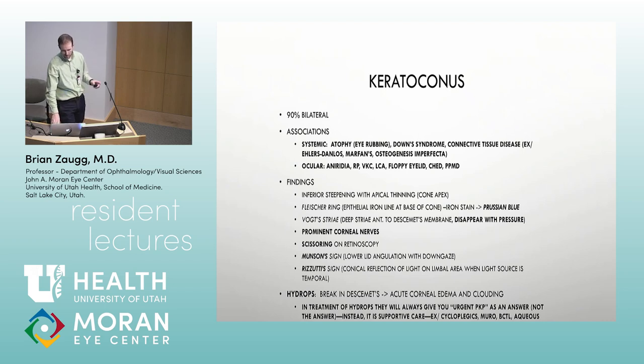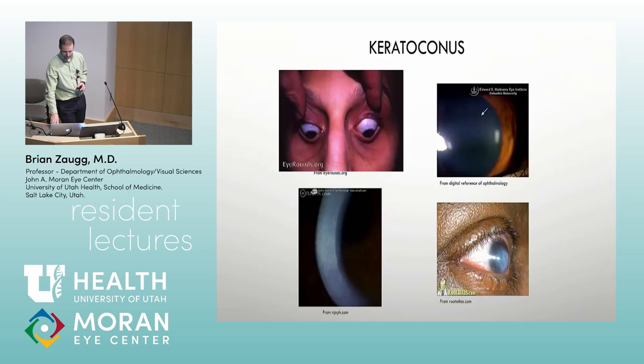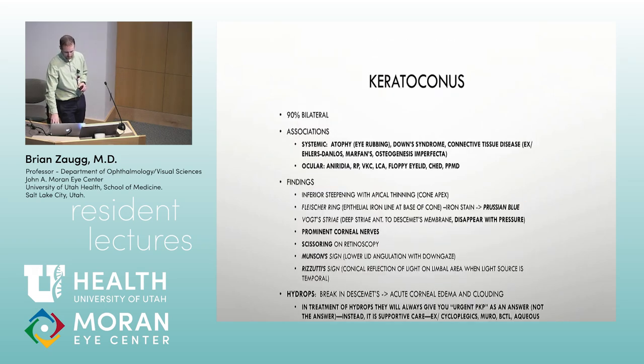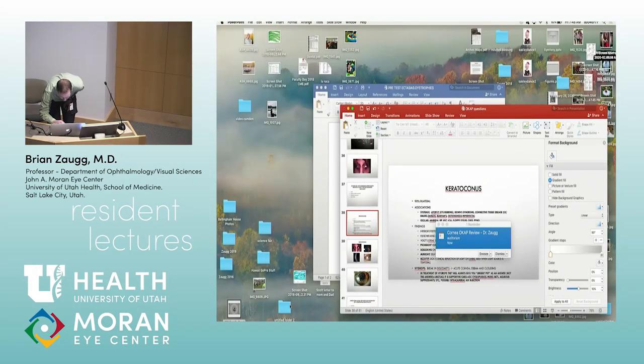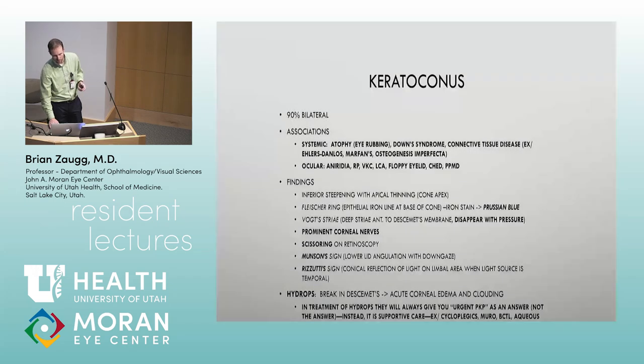This is where you'll end up with an apical scar, after they've had hydrops with keratoconus. Why do you do aqueous suppressants? The idea is, if you have high pressure in the eye, you're going to get more fluid rushing into the cornea all the time. So if you lower intraocular pressure, there's maybe less of that drive for it to push into the stroma. But I usually don't. I usually just use cycloplegia for pain. Maybe use a topical steroid, Muro, that kind of stuff.